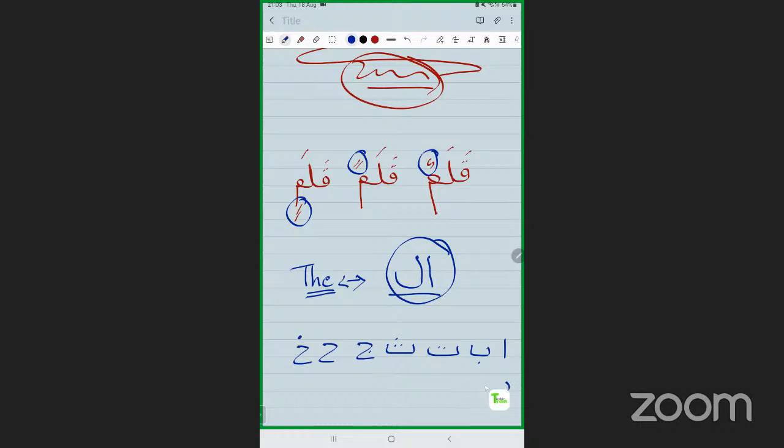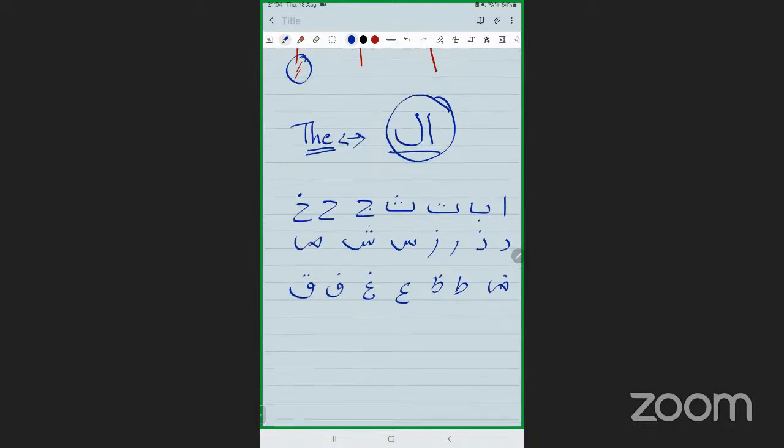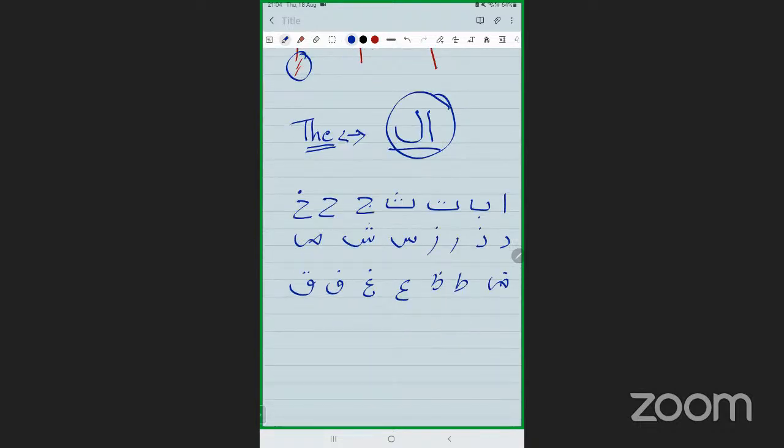The letters: za, ra, zay, sin, shin, sad, ta, zo, and ran, lam. What am I missing? A small calf, right? Lam, mim, noon, ha, waw, ya. Right? 1, 2, 3, 4, 5, 6, 7, 8. And Hamza. Okay? Remember, I told you there are two types of alphabets.